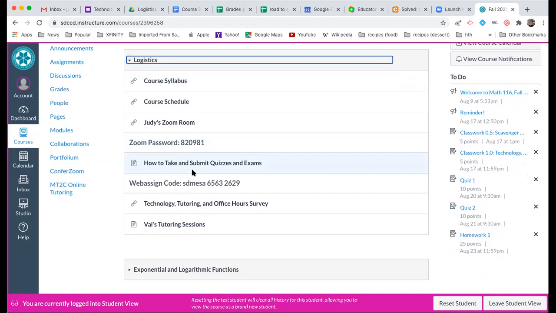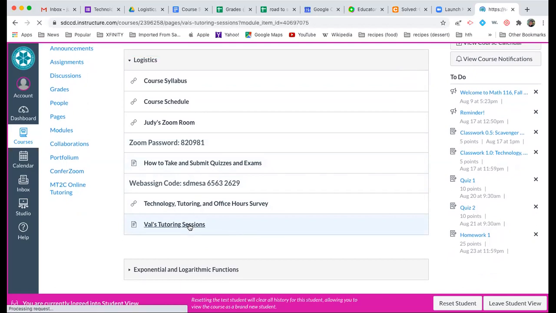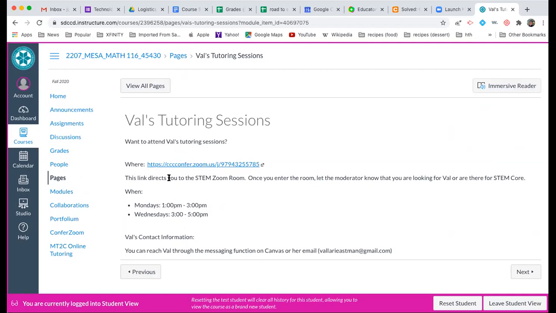I did add a new tab since we last met. If you click on Val's tutoring sessions, for example, she's going to have a tutoring session today. If you click on this tab, it gives you the link to the Zoom room. Now this is not her Zoom room, but this is the STEM Zoom room. Once you get to the room, you're not going to see Val right away. You're going to see a front desk person, or what we call the moderator. You just tell that person that you were looking for Val, or that you're there for STEM core, and they will move you to the right place. So you don't need to do anything other than click on here, tell them you want to see Val or the STEM core program, and then they'll get you on your way.